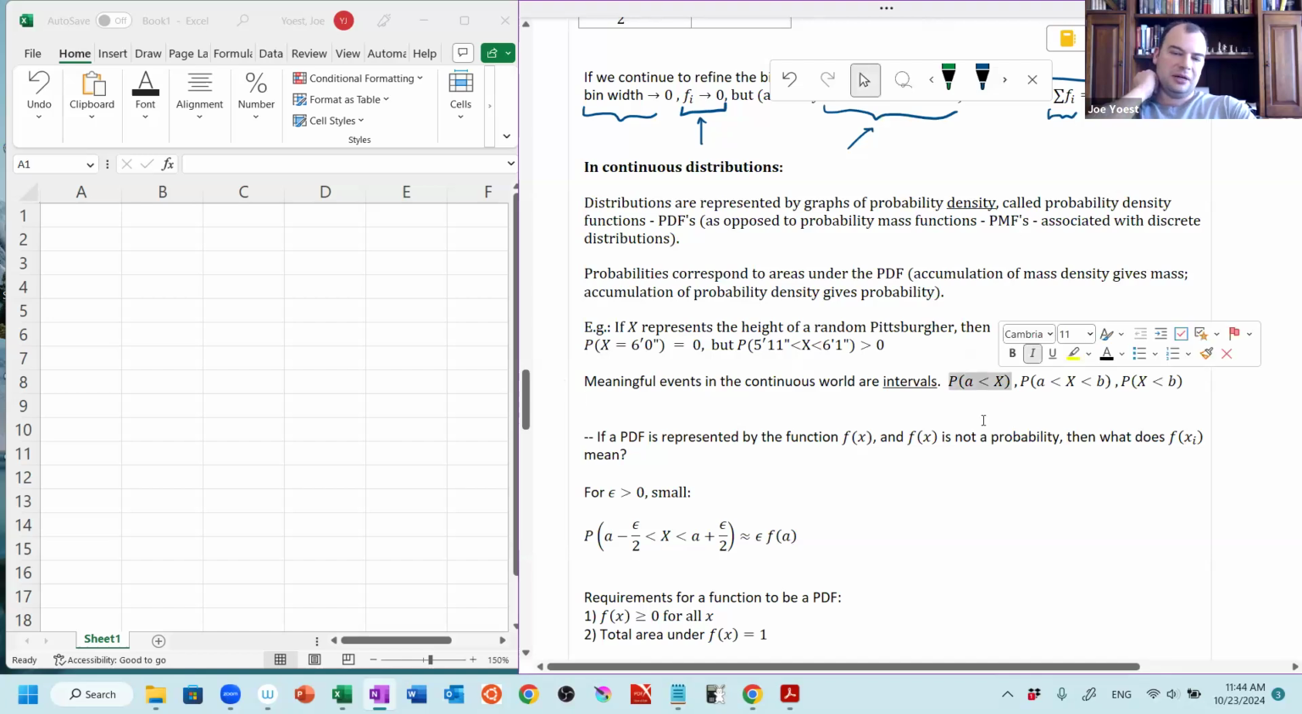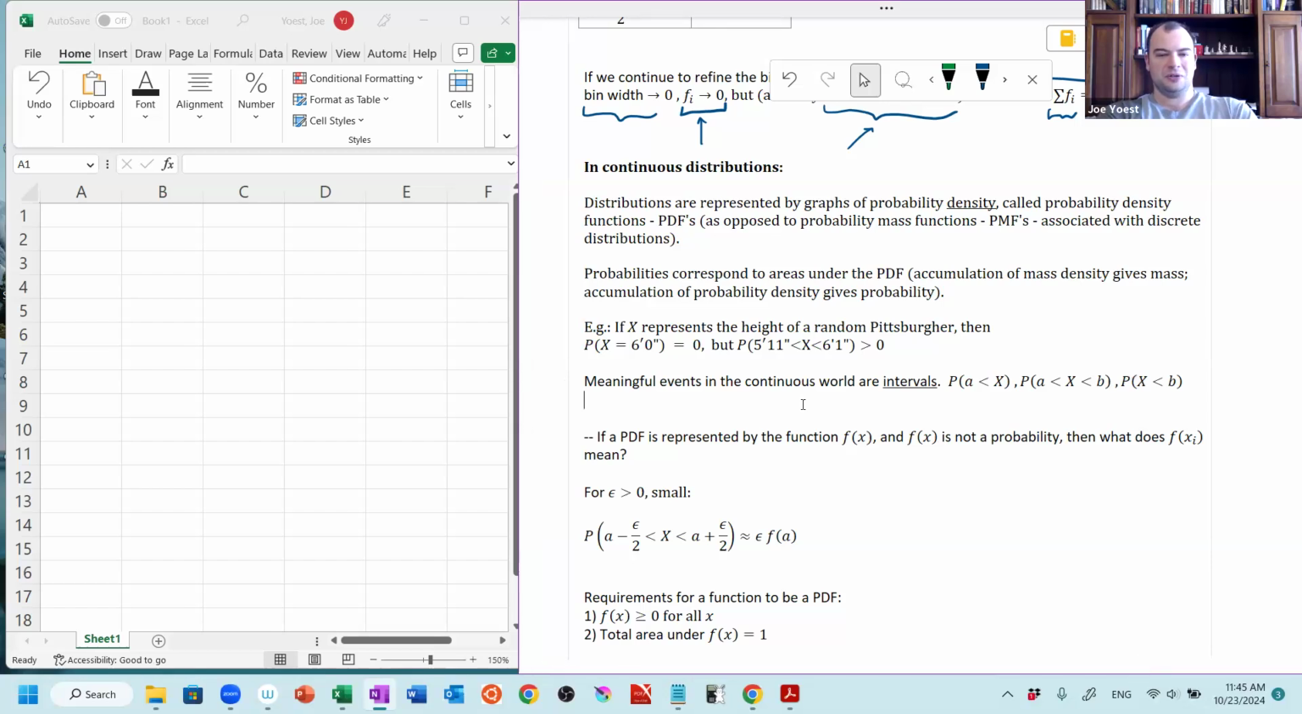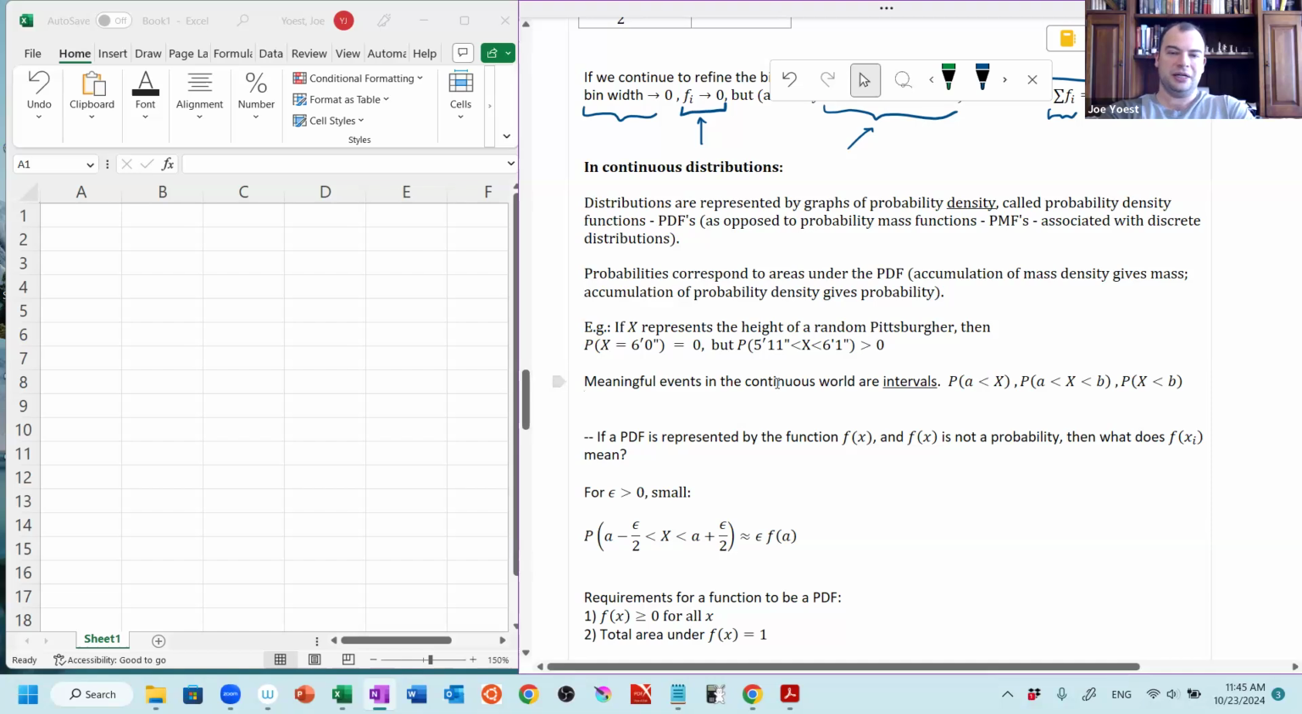So probability x bigger than a number, most of the time, that's going to be a positive number. It's going to be a non-zero answer. Or probability x between 2 numbers, like between 60 and 61 inches, that's usually going to be a positive number. Or probability x less than a number, that's again going to be a positive probability most of the time. So meaningful events in the continuous world, or interesting events, are intervals. In the continuous world, probability x equals number is 0 all the time.